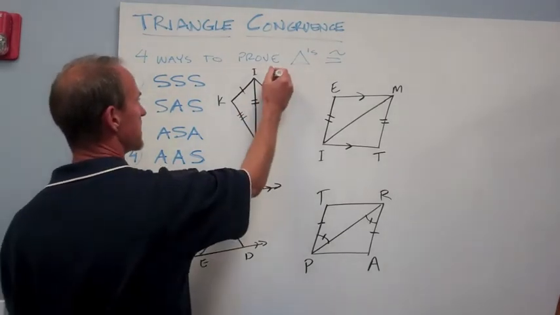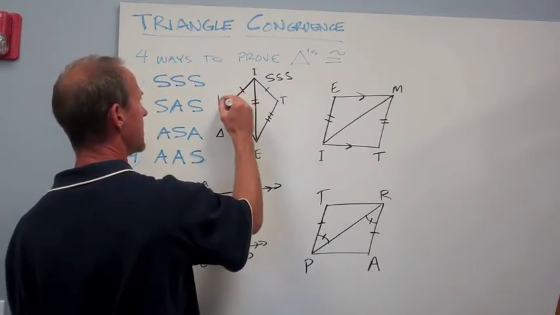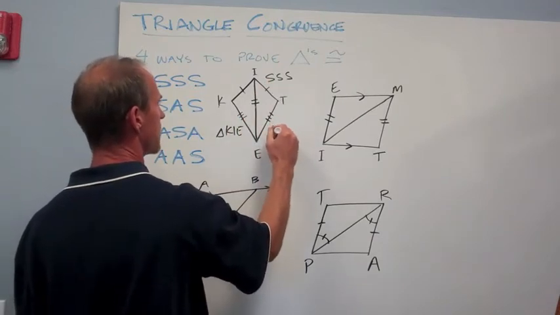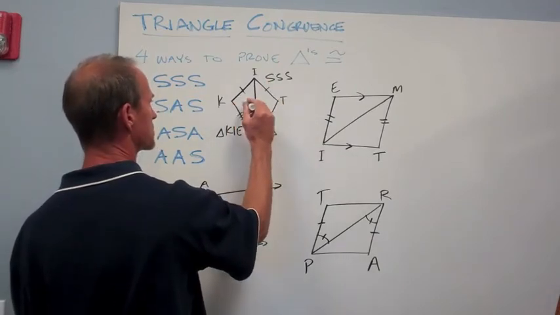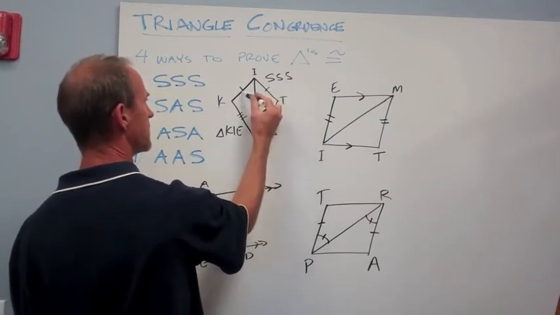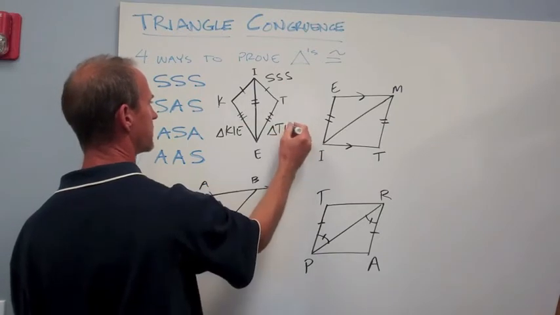So this would be an example of 2 triangles. You'd say triangle KIE is congruent to triangle, and then you have to correspond. This is the vertex made between the 1 and the 3, and the 1 and the 3 there correspond, so T, and then I, and then E.